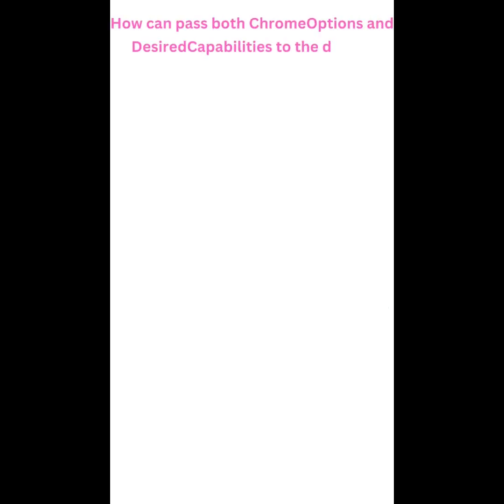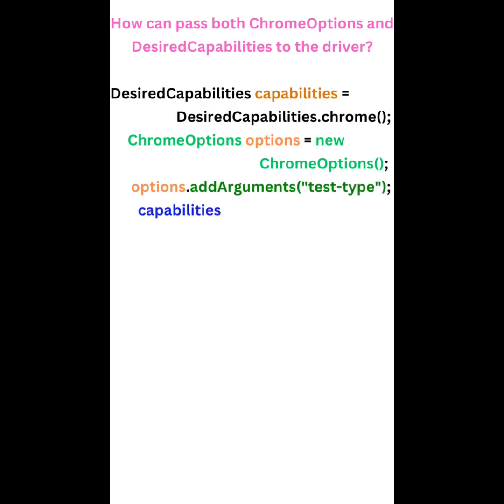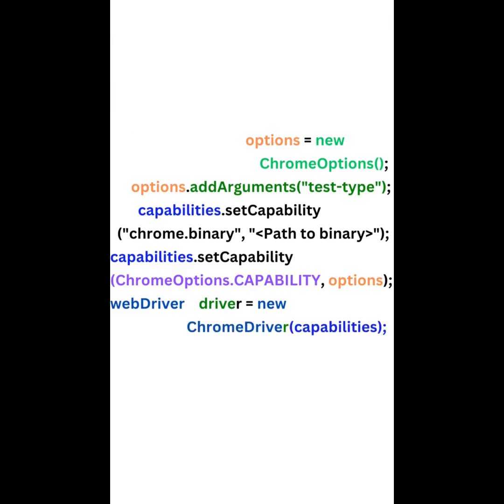How can we pass both Chrome options and desired capabilities to the driver? First, create an object of desired capabilities Chrome class. Then, merge the desired capabilities class object with Chrome options class object using merge method. Finally, create an object of Chrome driver class and pass the capabilities as an argument.